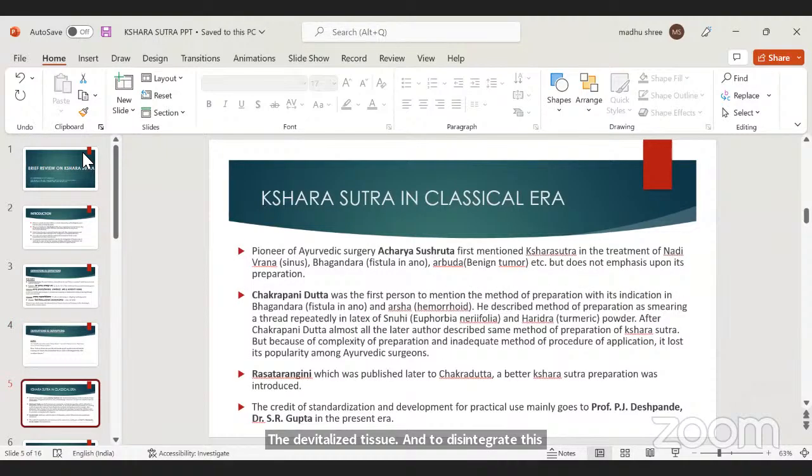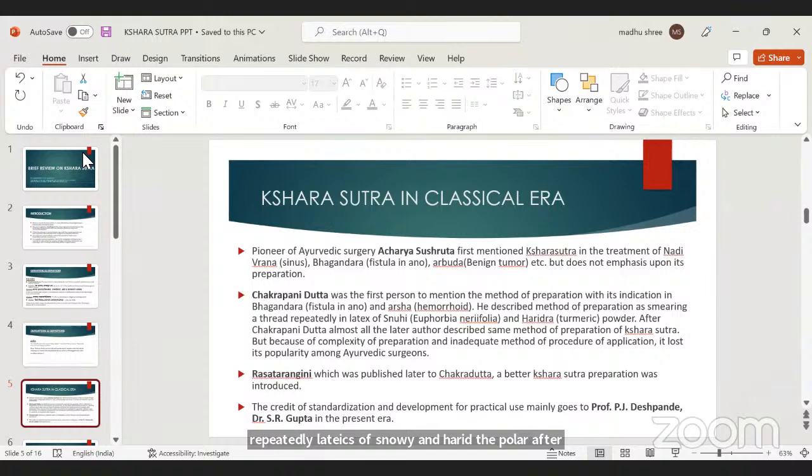Kshara Sutra in the classical era. The pioneer of Ayurvedic surgery, Acharya Sushruta, first mentioned Kshara Sutra in the treatment of Nadi Vrana, Bhagandhara, Arbuda, etc., but does not emphasize its preparation. Chakrapani Datta was the first person to mention the method of preparation and its indication in Bhagandhara and Arsha. He described the method of preparation as smearing a thread repeatedly in latex of snuhi and haridra powder. After Chakrapani Datta, almost all other authors described the same method of preparation.